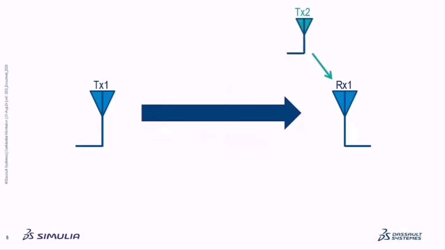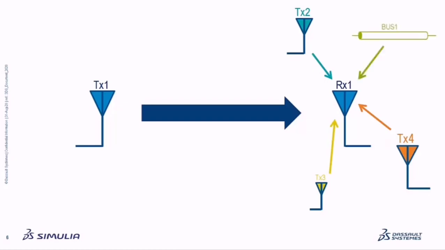Normally you have more than one receiver or more than one transmitter all around my victim, which is my receiver here. And as you can see here, also a bus line can interfere with my receiver in this scenario. So these are typical scenarios.